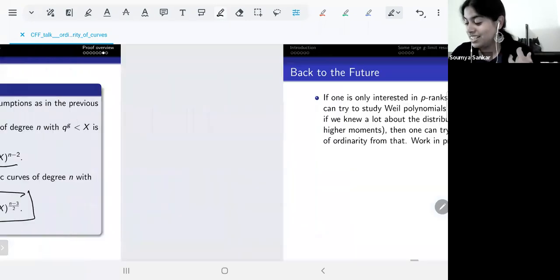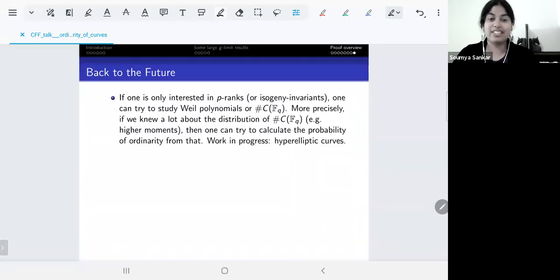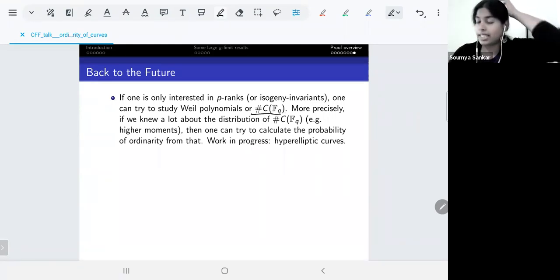Okay, so just to wrap up, this is like a callback to some of the other talks in the conference. One of the things is that if you're only interested in P ranks, so things that are isogeny invariant, essentially, you can try to instead look at Weil polynomials or study the size of CFQ, for instance, and see if that can give you some sort of information about the probability of ordinarity or the distribution of P ranks.